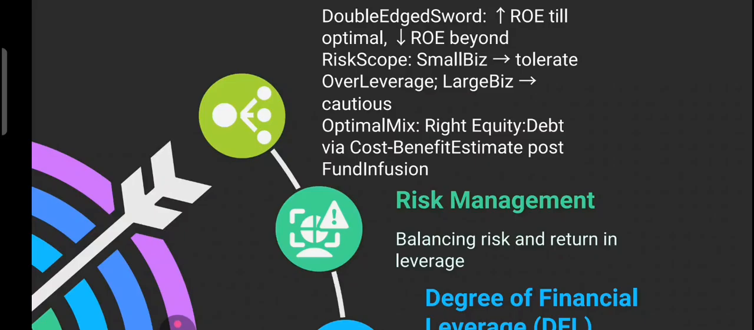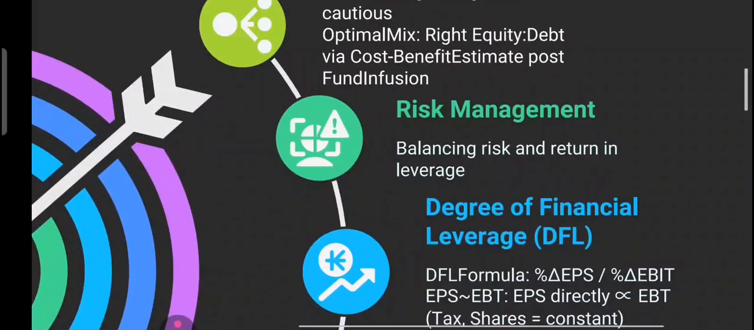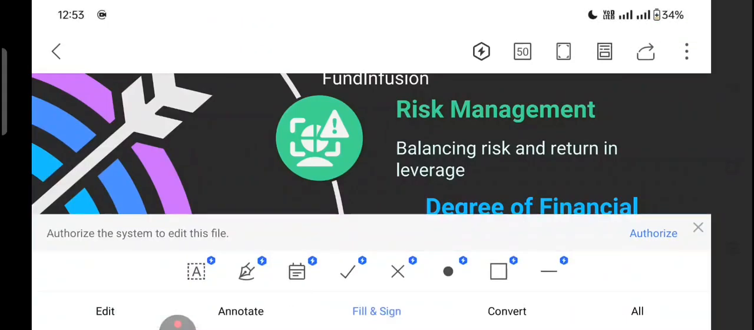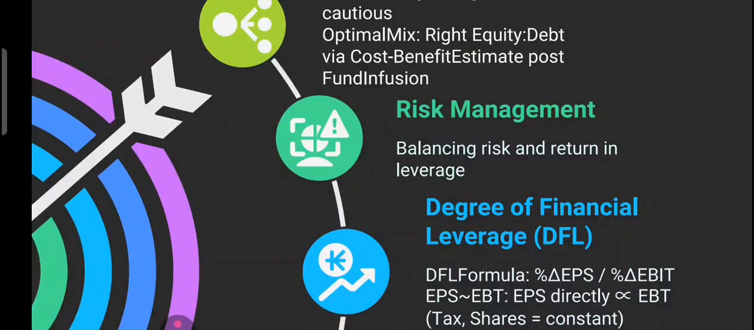Cost benefit analysis and proper funding strategy comes into play. Then we have something called risk management. So risk management is all about balancing gain with stability. You can see balancing risk and return in leverage. Risk management is all about balancing potential gain with financial stability.